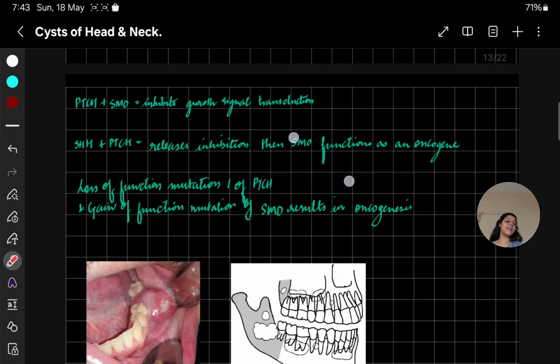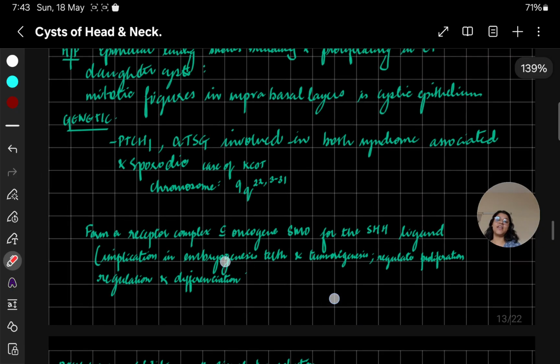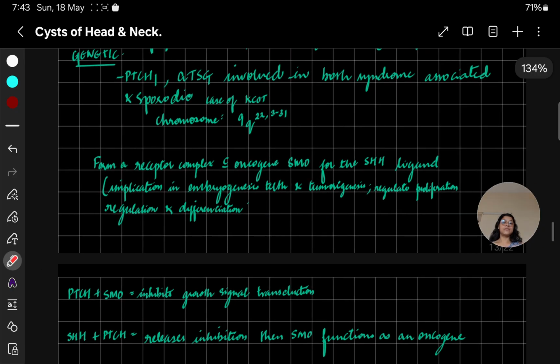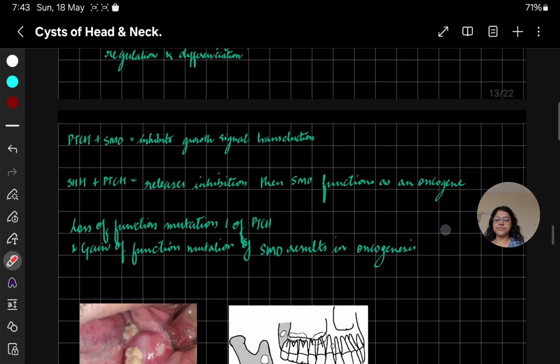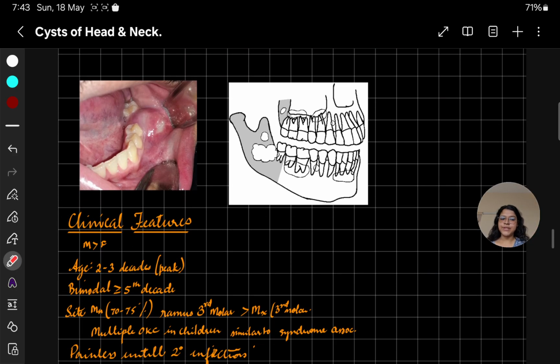Understood? This is a bit difficult to understand. I will go again. PTCH1 has a mutation. Before, it was binding with SMO and inhibiting the growth signal transduction. But now it binds with SHH and SMO is free, so SMO acts as an oncogene. This was it. Just remember this.